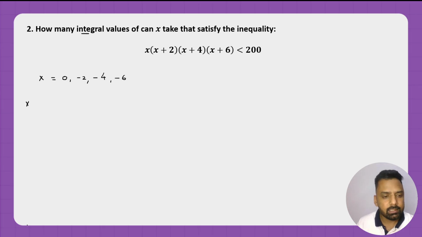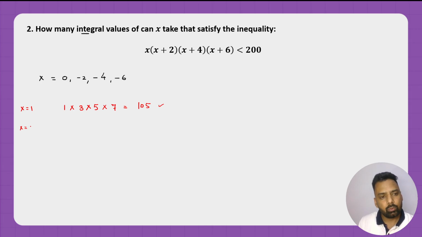Let's start by putting x is equals to 1. Let's check. अगर हम x को 1 रखते हैं तो क्या प्रोडक्ट मिलता है 1 into 1 plus 2 3 into 1 plus 4 5 into 1 plus 6 7. So 5 3s are 15, 15 7 times 105. So this is satisfied, less than 200.